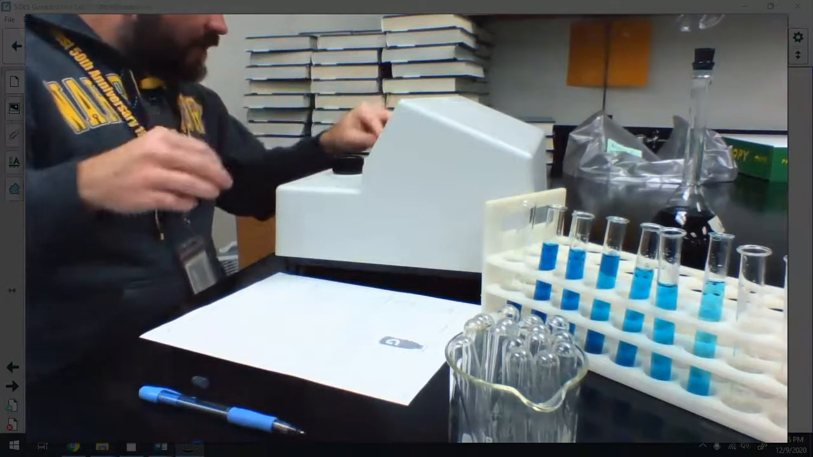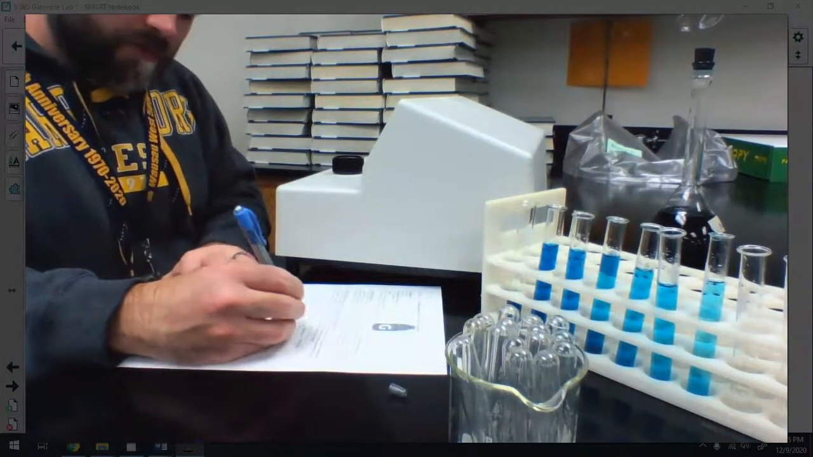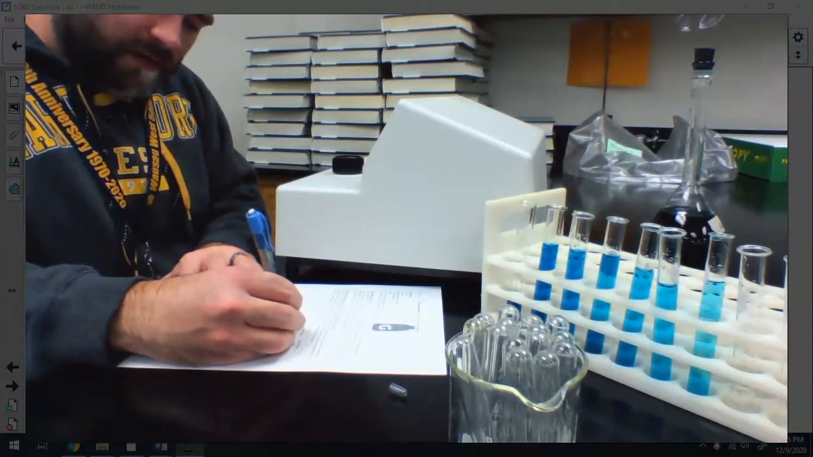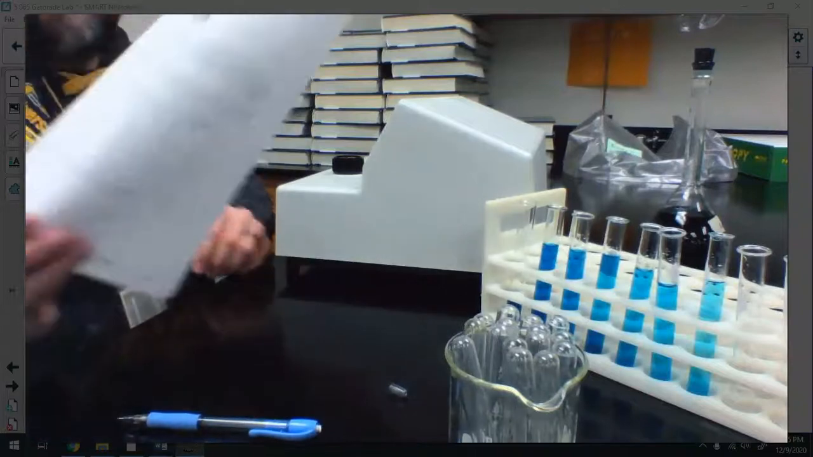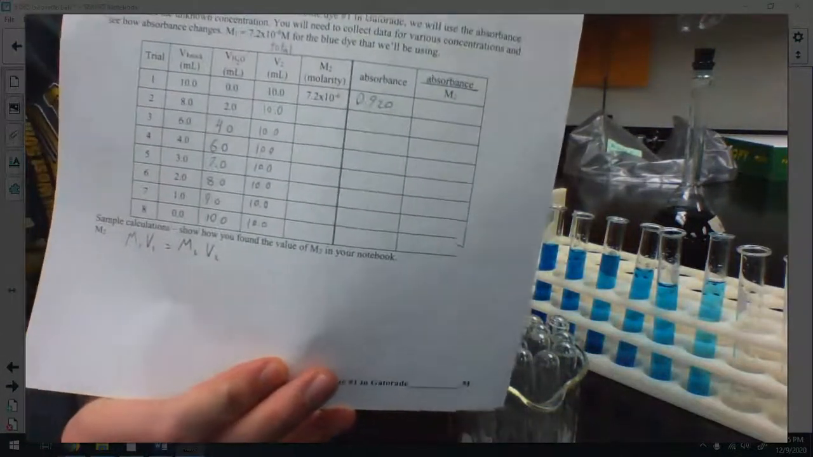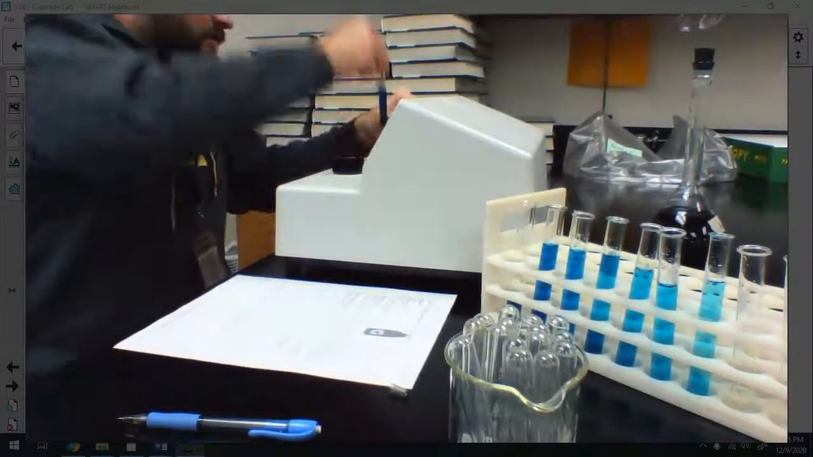So I line up the lines, I close the lid, and the absorbance for the very first most concentrated pure blue dye from the stock solution is 0.920. I'll write that down right there. Oops, hold on. There you go. All right, so onward and upward. Let's get the other ones. I'm going to keep going.